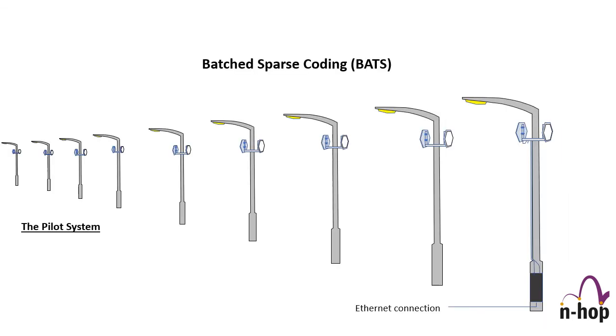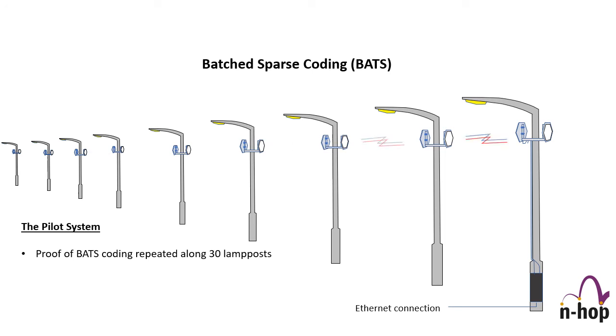In the pilot system, the BATS box in the first lamppost in the chain has an Ethernet connection through which test data streams are sent along the chain of lampposts. Measurements of the data throughput along the chain and at the 30th lamppost have confirmed that BATS coding delivers in practice what has been calculated in theory.